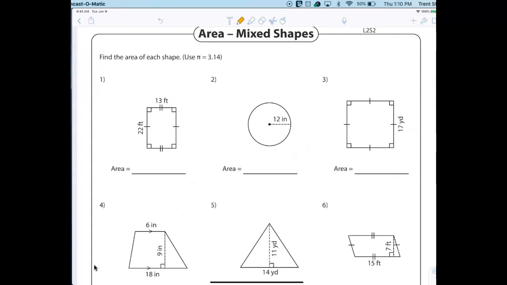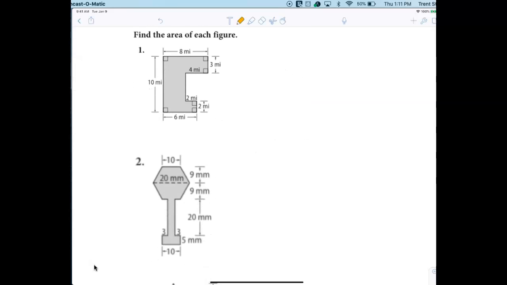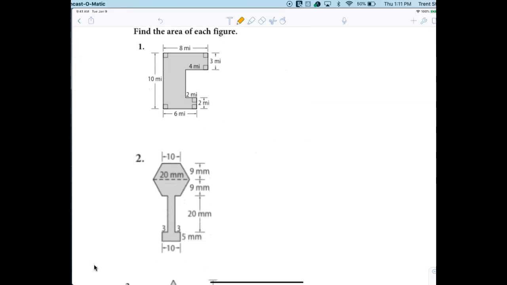We're skipping the next page. That's part of your homework. That's just a review of what we did. Now I'm into the hard stuff. Now again, is it really hard? No, because for some reason, composite shapes are tricky for kids.